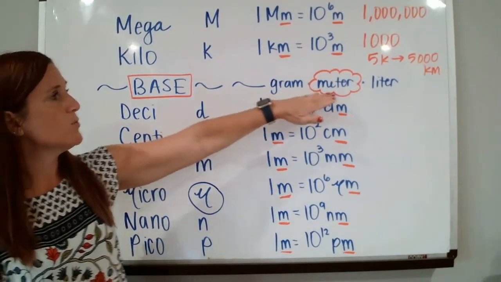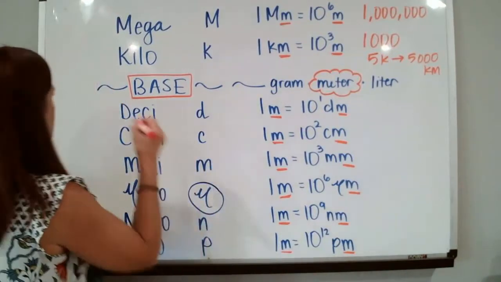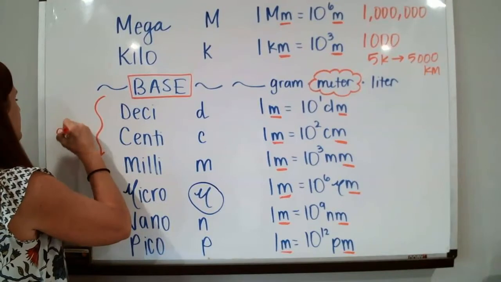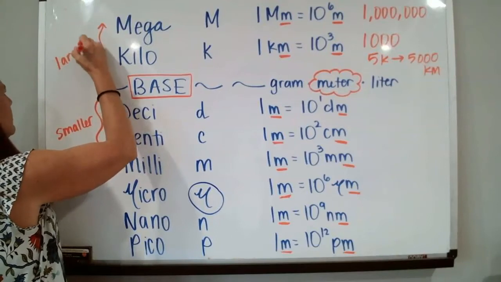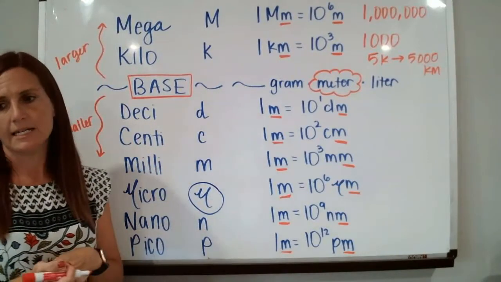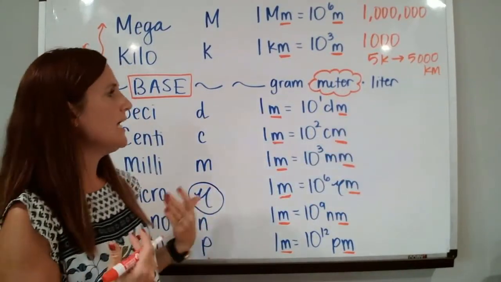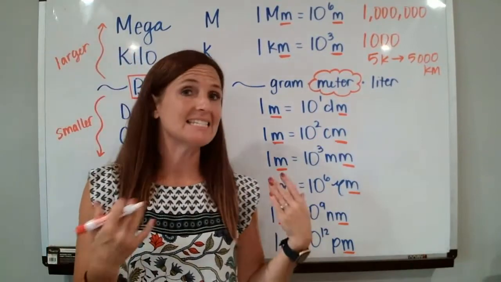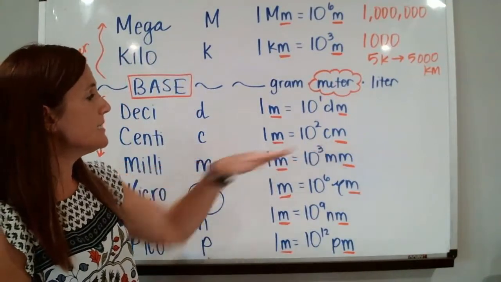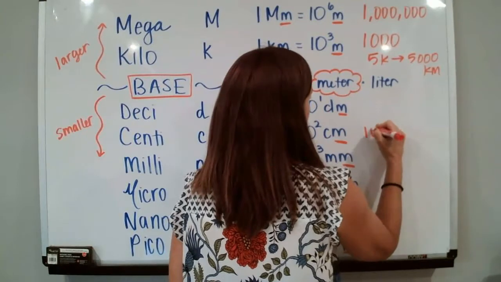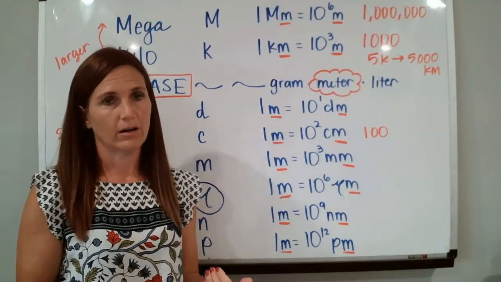Now once we get to the base, everything that's below the base is smaller than the base. So everything down here is getting smaller, and everything up here is getting larger. So 1 meter is 10 to the 1, or 10 decimeters, like a decade has 10 years. A decimeter is broken into 10 pieces. A centimeter would be a 1 with 2 zeros: 100 centimeters in 1 meter.